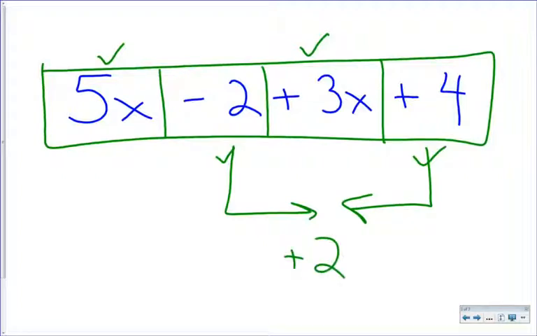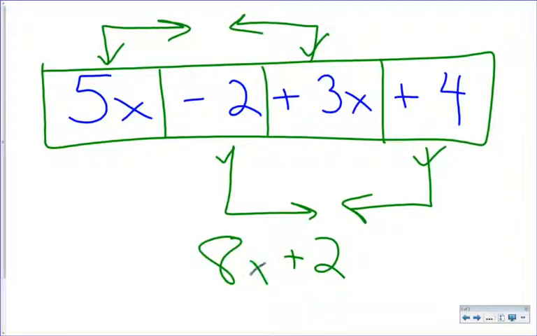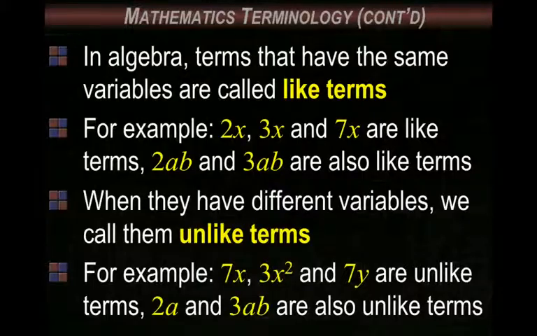Okay? Now, let's think. We're going to smush 5 x's together with 3 x's. 8 x's. That's right. We're going to get 8 x's. And that is exactly what you can do. You can, what's called, combine them. Okay? We're going to see that more in a minute. So right now we've got these terms. Like terms, unlike terms.